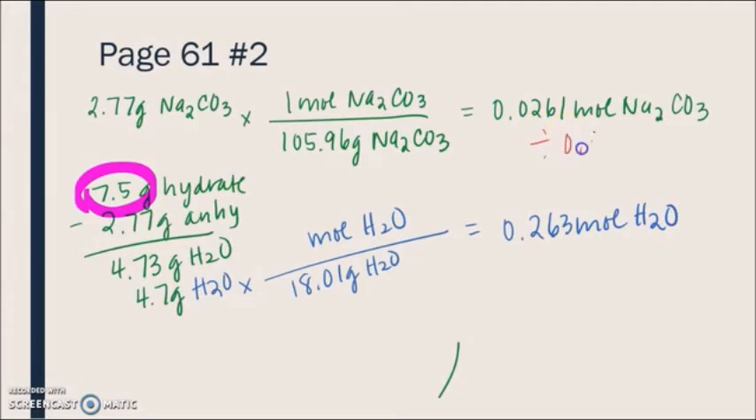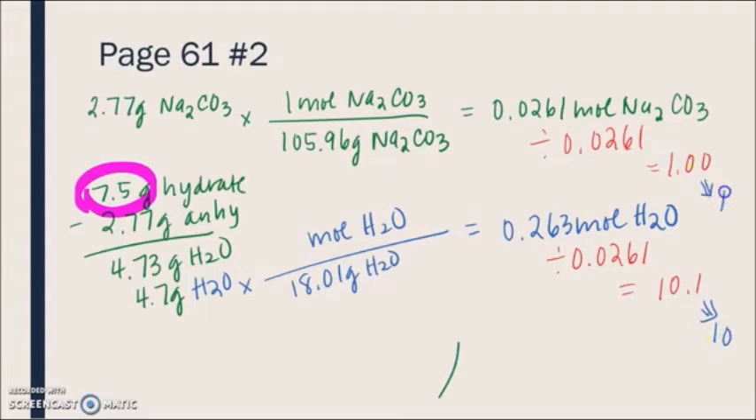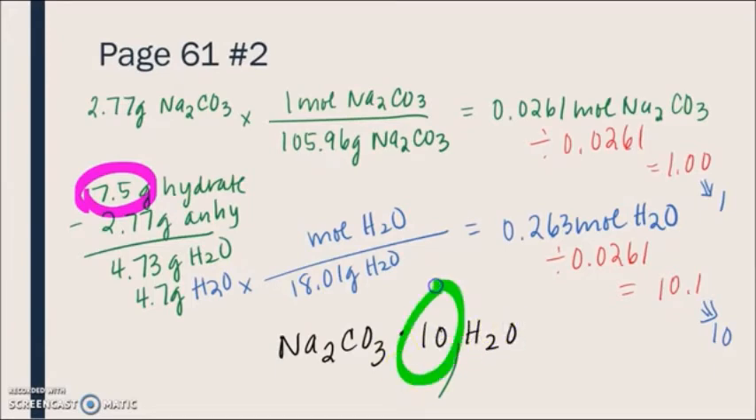All right, step 3 says divide by the smallest. So in that case, it's 0.0261. So divide both of them by 0.0261. This one obviously gets you 1.00. This one gets you 10.1. Those are all roundable, so that's going to round to 10. Oops. That's going to round to 1. And remember, these are your coefficients. So you are going to have Na2CO3 and one of those, and then 10 waters. And so they're asking you to find the value of N. 10 is your value of N.